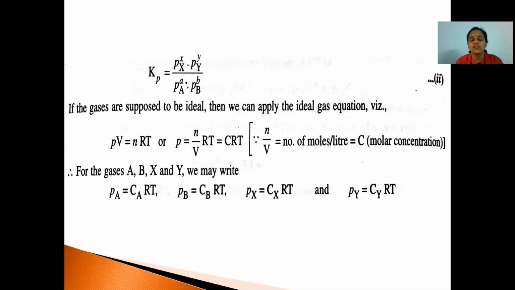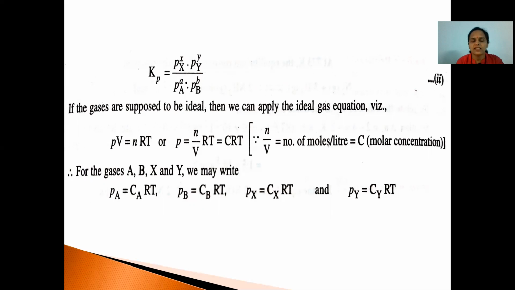If the gases are supposed to be ideal, then we can apply the ideal gas equation, that is PV equals nRT, or P is equal to n upon V into RT. n upon V is your concentration, that is molar concentration. It is number of moles per liter.